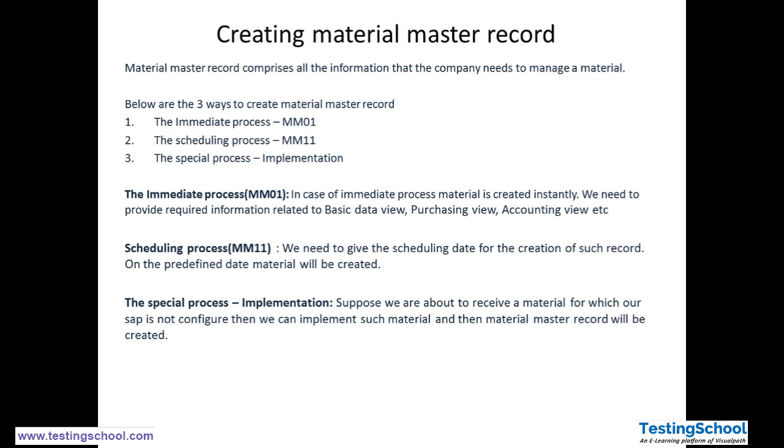Immediate process: in case of MM01, the material is created instantly. We need to provide the required information related to the basic data view, purchasing view, and accounting view. Scheduling process will give the scheduling date for the creation of such a record. On the predefined date, the material will be created. As I said, special process is implementation. Suppose we are about to receive a material for which our SAP is not configured, then we can implement such a material and then the material master record will be created.